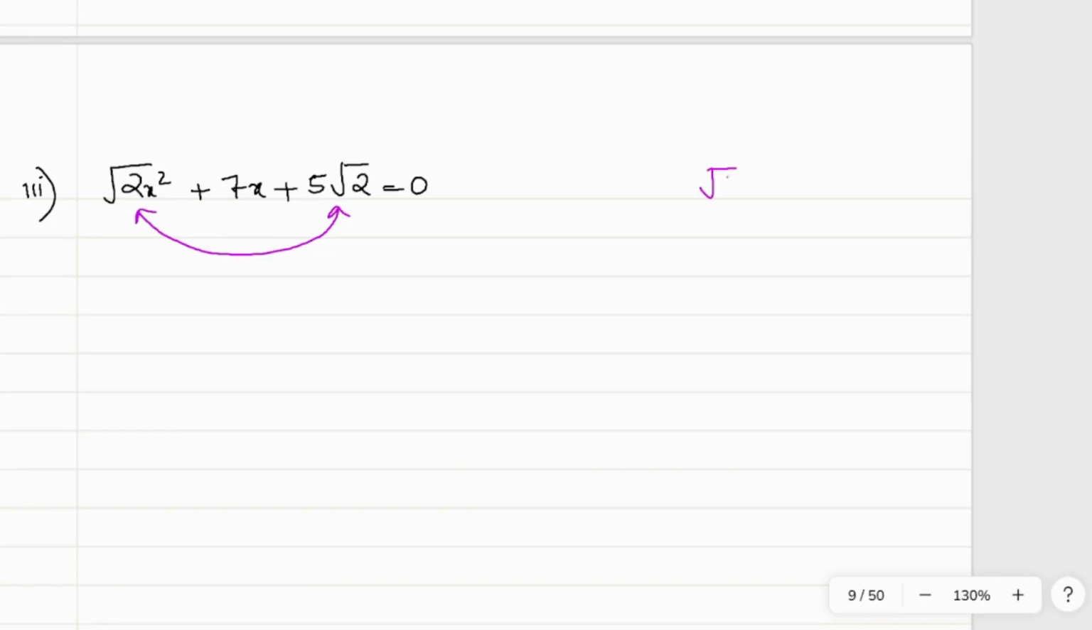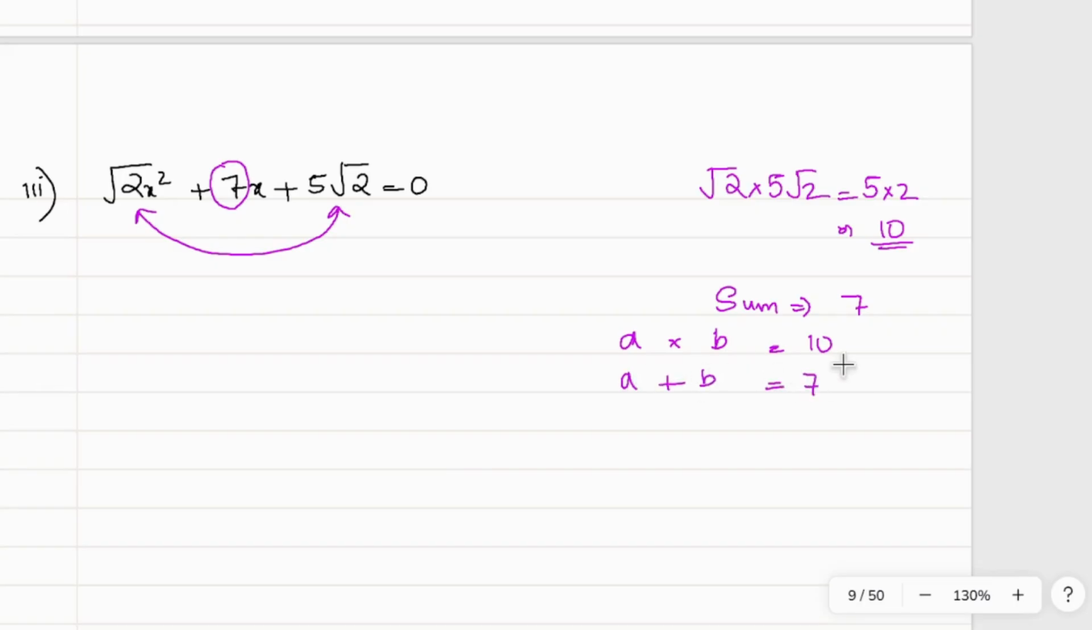So what we will get, root 2 into 5 root 2, which is equal to 5 into 2, which is equal to 10. So our product is 10 and the sum equal to 7, which is coming in the middle. So we have to find two numbers, A and B, which when multiplied together give the value 10, and when added together give the value 7.